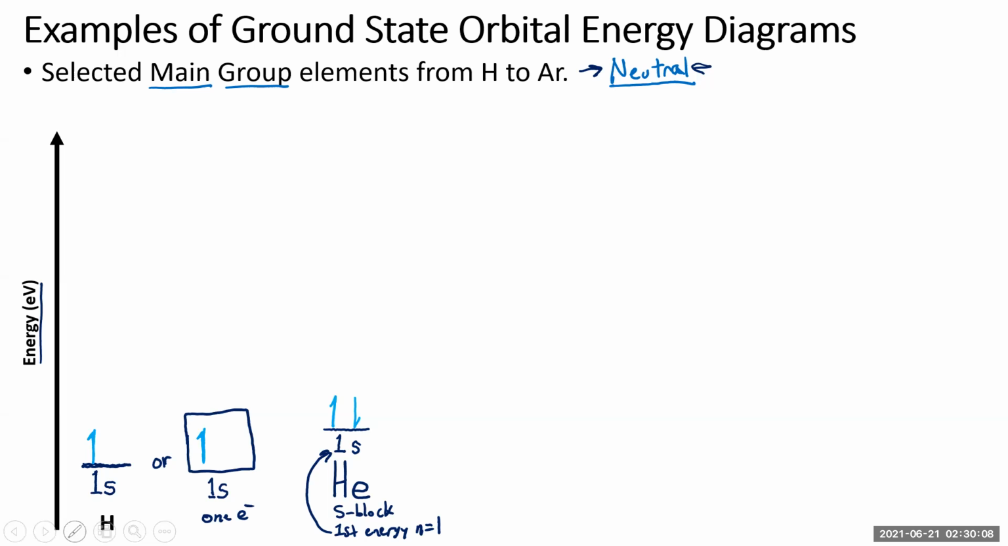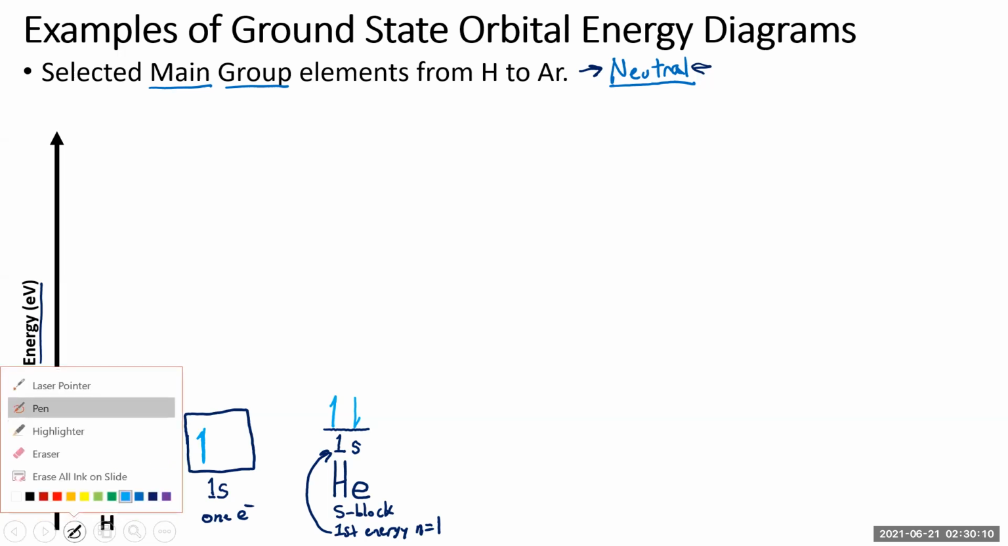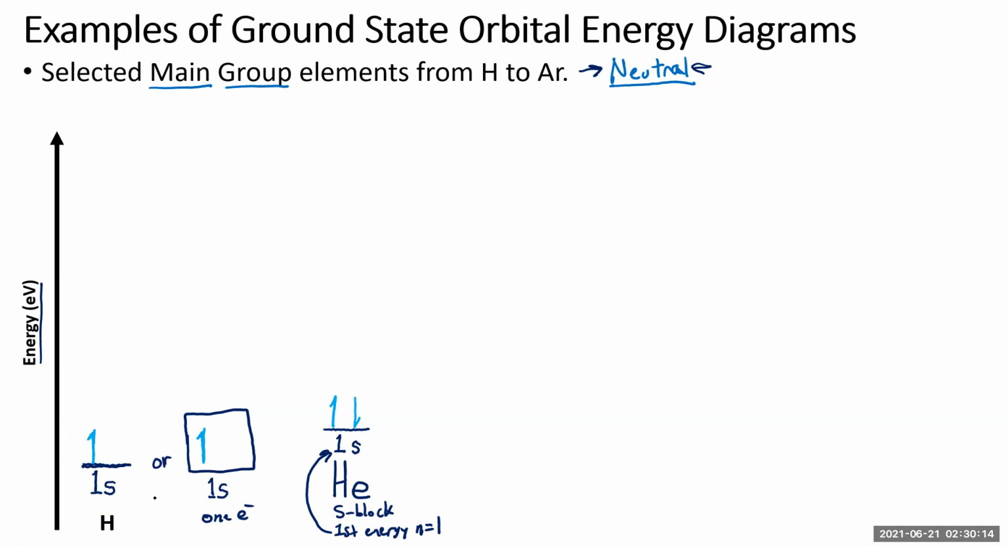We're not going to go through every single main group element. Don't worry. So the next one, let's do lithium, element number 3. So lithium, still in the s block, right? Lithium is right below hydrogen.